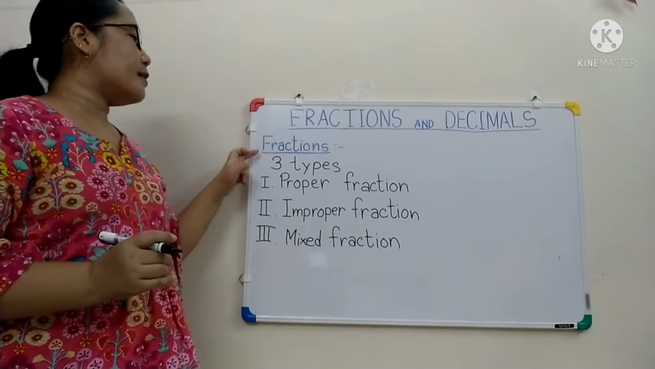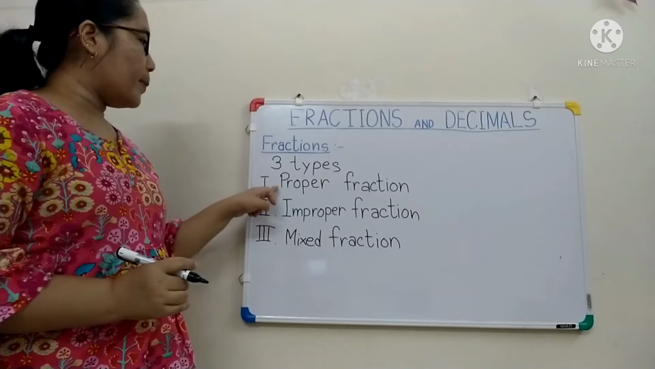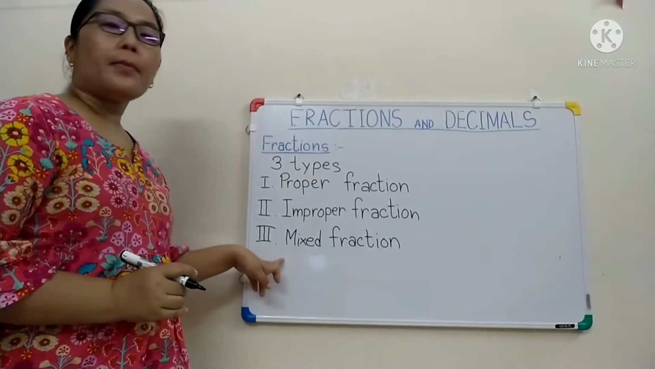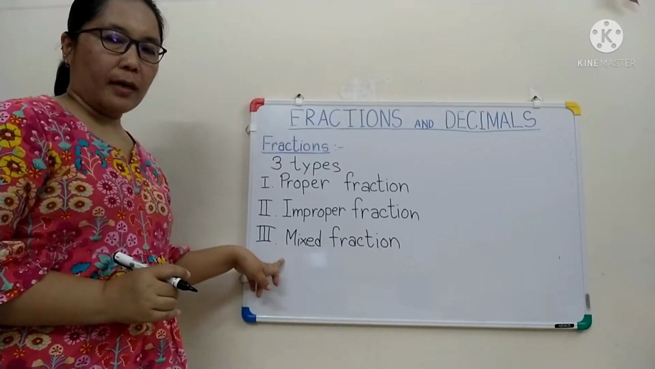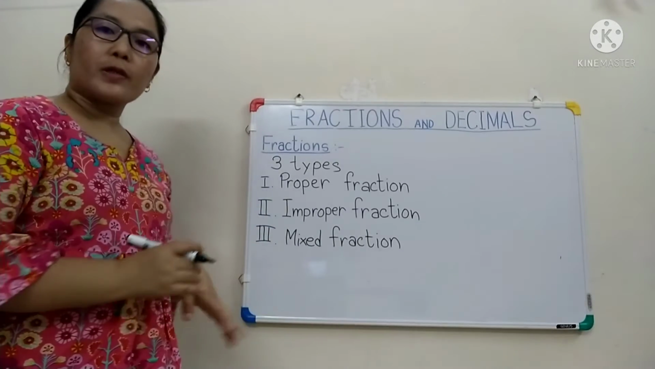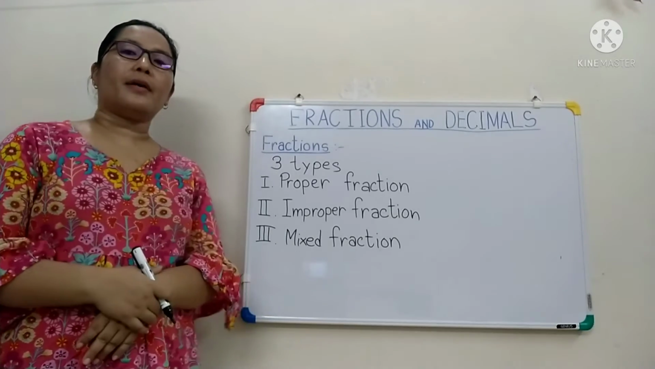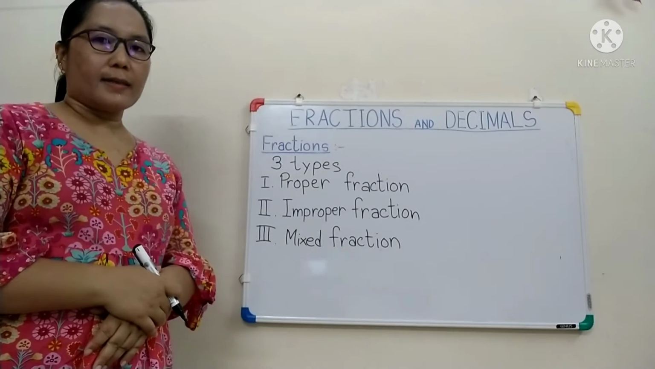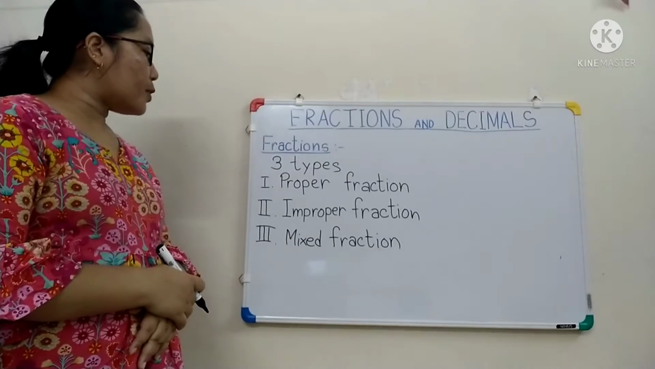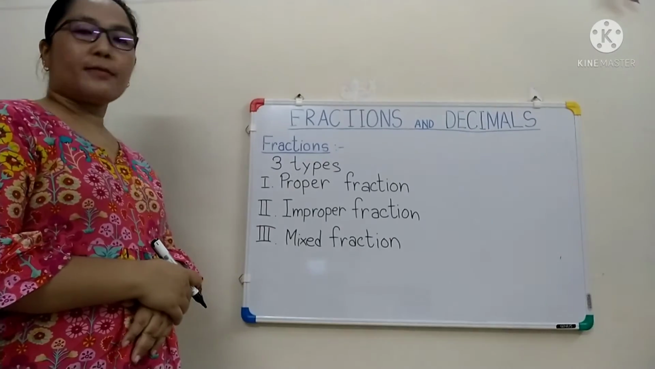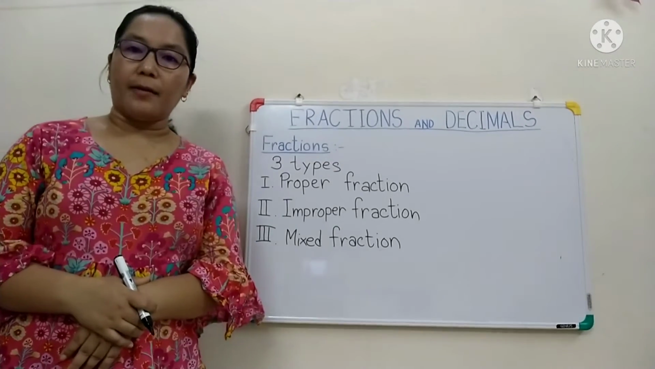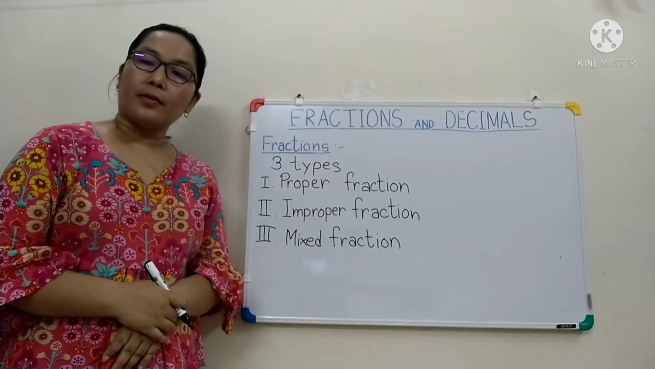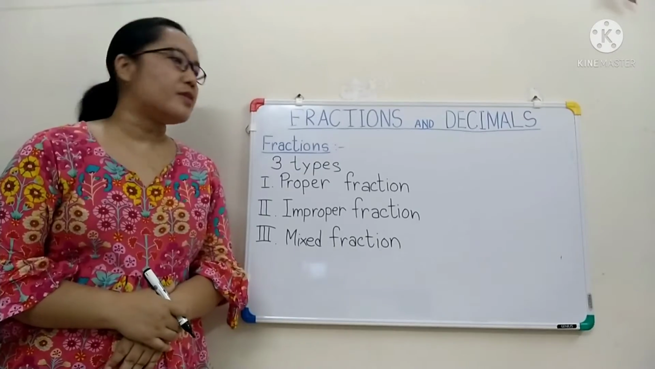Now see, fractions are further divided into 3 types. Number 1 is the proper fraction, number 2 is the improper fraction, and number 3 is the mixed fraction. These 3 terms are also familiar to you because you have already learned about these topics in earlier classes. So what is a proper fraction, what is an improper fraction, and what is a mixed fraction? I'm not going to give definitions, but I will just give you a quick revision.